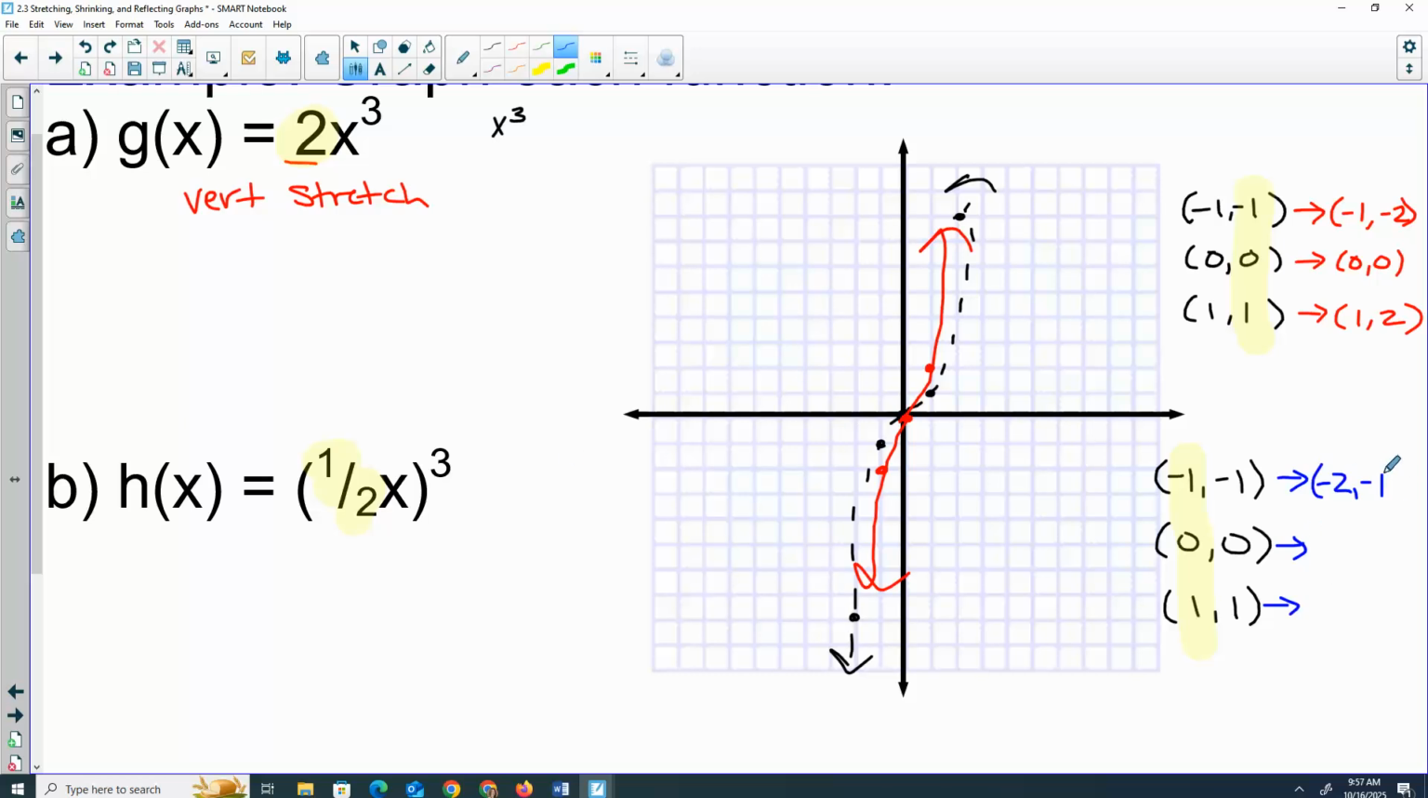All right. Or you could think the opposite of multiplying by a half is multiplying by 2, multiplied by the reciprocal. So 0 times 2 is still 0. 1 times 2. So if I plot those points, negative 2, negative 1, 0, 0, 2, 1. What happened to my graph? It was a horizontal stretch.